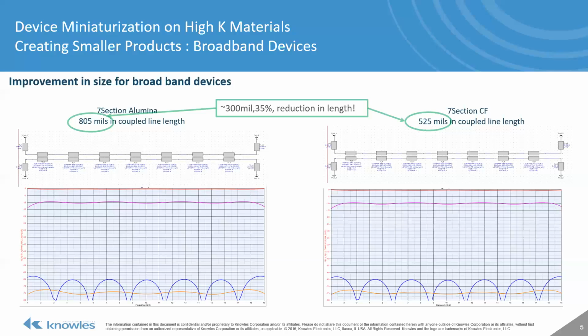So ideal coupler lines were used, and we compared alumina versus Knowles CF material, which has a K of 25. As you can see, a 35% reduction in size, or at this frequency, that translates to roughly 300 mils reduction in length by simply putting the coupler onto a CF material versus alumina.